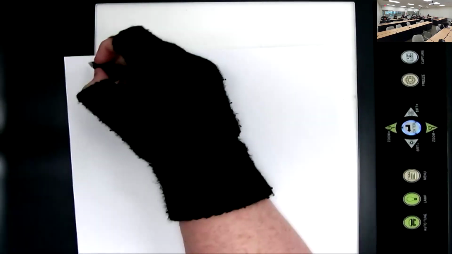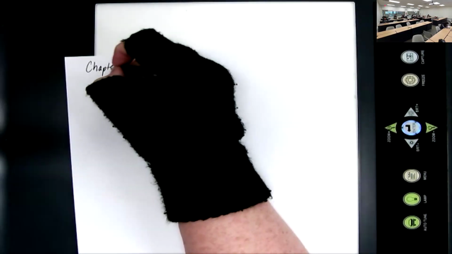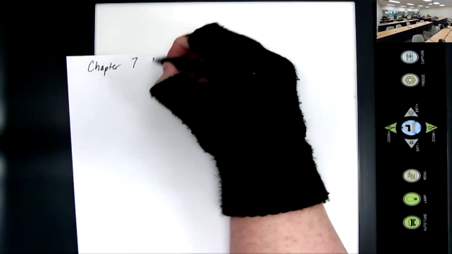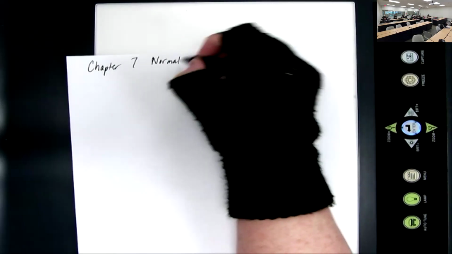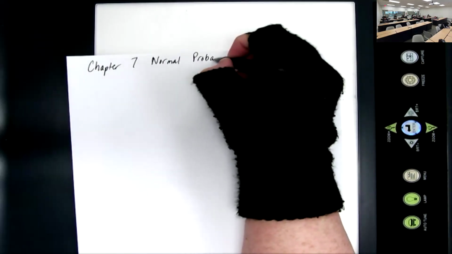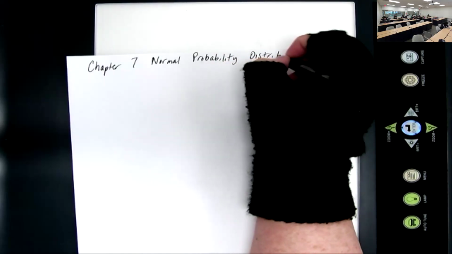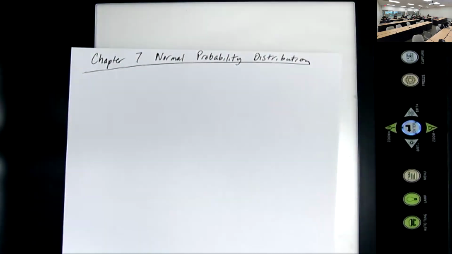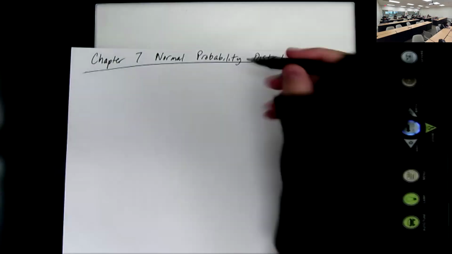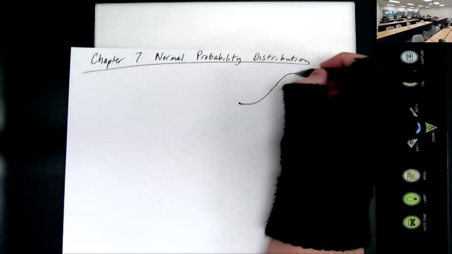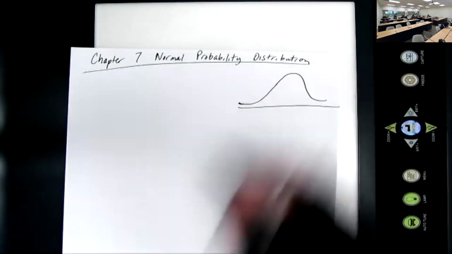We're starting chapter 7. Let's get into the weeds here. Chapter 7 is on the normal probability distribution. This is the one that gives us the bell curve. The normal probability distribution has a nice little bell curve.